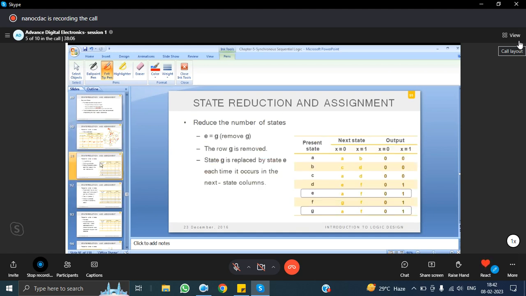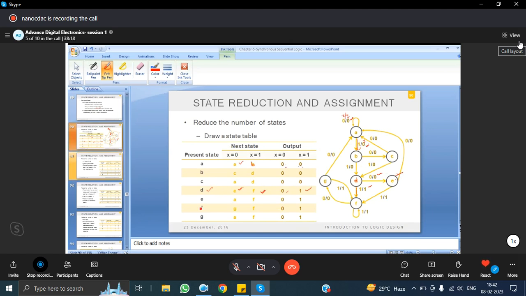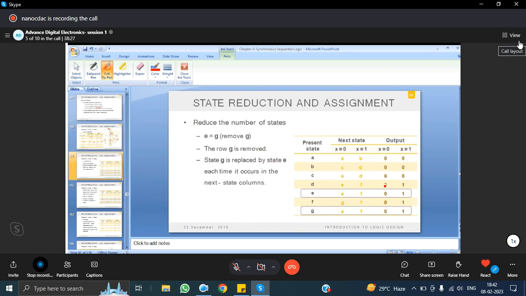Now if you observe here, E and G both are equal. Looking at E, what are the next states? A and F. And at G also, the next states are A and F. Outputs are also not changed, 0 1 0 1. These are called equivalent states. So I can remove one among these two. G is replaced by E. Each time G occurs in the next state form, it is replaced by E.